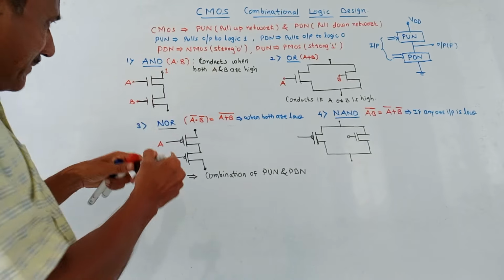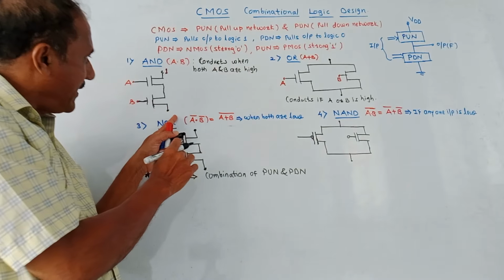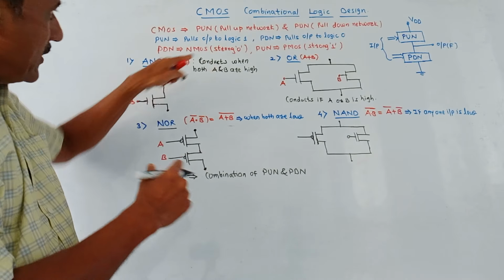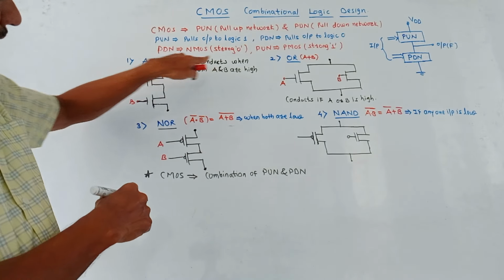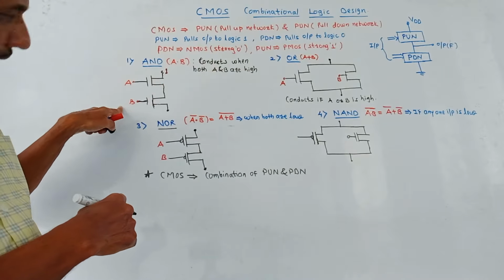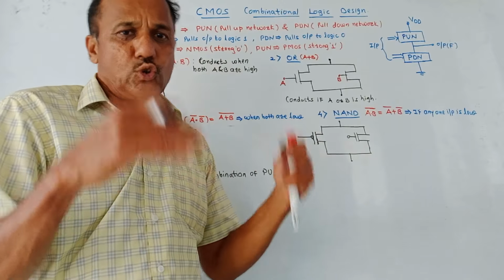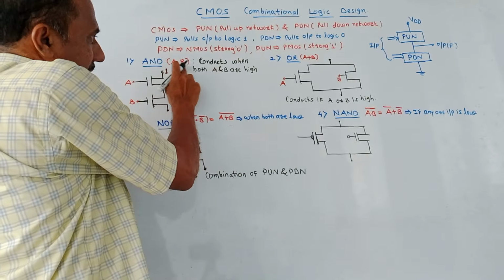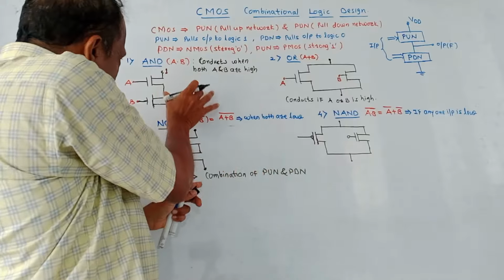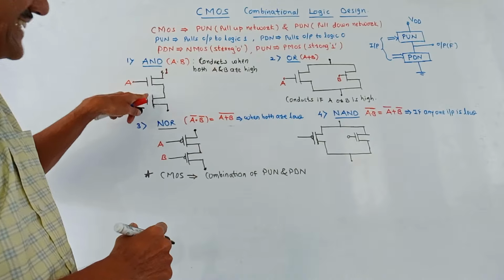So in this circuit, if I apply one at this point, this one will be available at the other end when both these MOSFETs are conducting, when both these MOSFETs are high. So this circuit conducts when both A and B are high. So when both A and B are high, the circuit conducts and it produces the effect similar to the AND gate. The expression is A into B. Second is the OR gate. Do remember it like this. AND means you are using N MOSFET and it is a series connection.